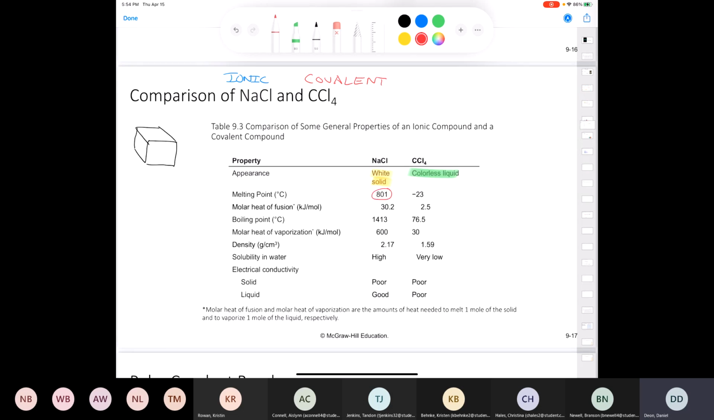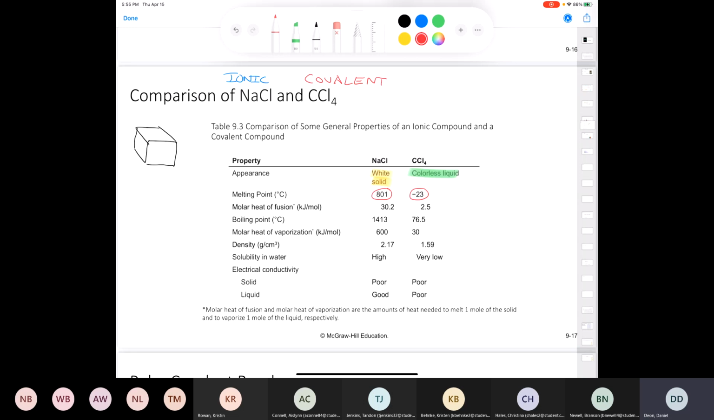You have to heat up sodium chloride to 800 degrees Celsius before it's going to melt. Well, carbon tetrachloride melts at minus 23 degrees Celsius. That's really cold. So again, the whole concept here is that the forces that are going to hold the covalent compound together in a sample are going to be a lot weaker than the forces that hold ionic compounds together. All right.